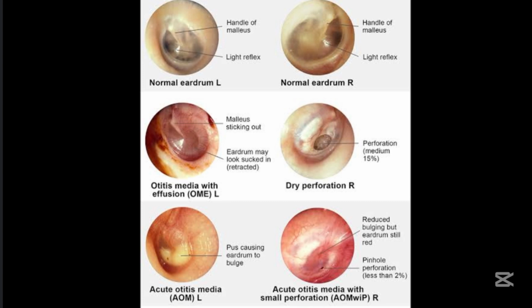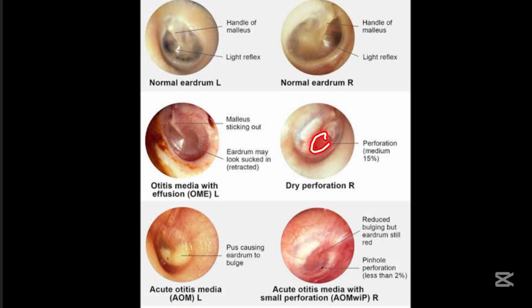If we come across a tympanic membrane perforation like this, we will notice the site of the perforation, in which quadrant the perforation is present, the size of the perforation, and we will also see the margins of the perforation.